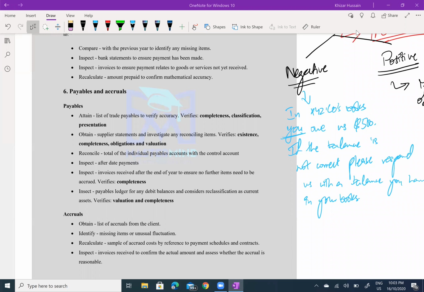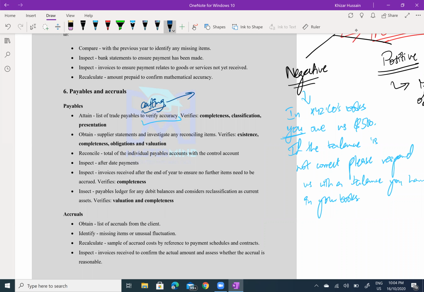All right, now payables: you have to obtain a list of trade payables to verify accuracy. Obviously, verification of accuracy is done through casting. Remember one thing: this is a term that you don't get to use a lot, and you'll probably not come across this word often. But casting means adding together. So casting means that you add the balances, you add the numbers to verify mathematical accuracy.